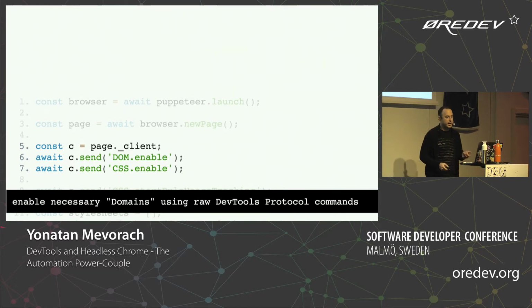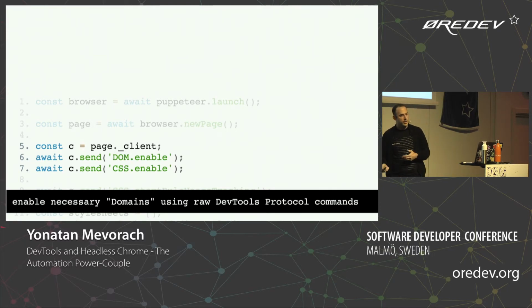I can do that with client.send. I have this issue of domains here. I did mention that the command I want to issue is CSS.startRuleUsageTracking. This means that the domain for it is the CSS domain, and this is an unfortunate implementation detail that you do have to be aware of.